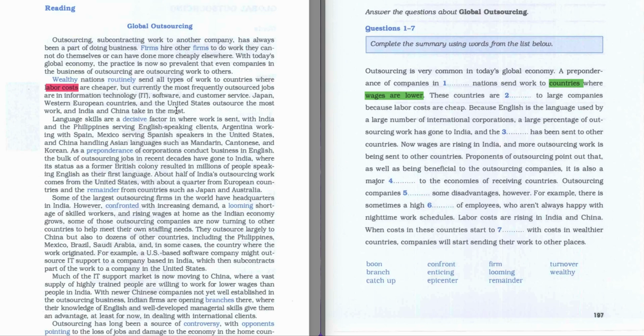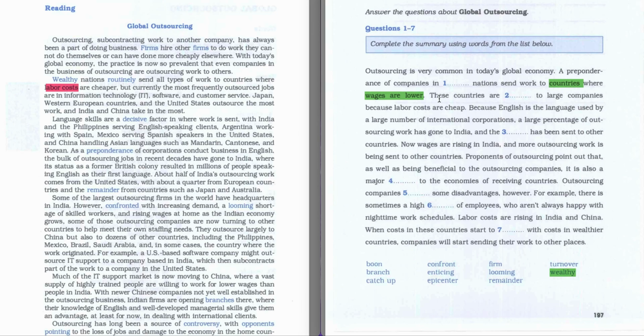So basically they are saying about wealthy nations that they are sending all types of work to countries where labor cost is cheaper. And here in the sentence it says a preponderance of companies in wealthy nations send work to countries where wages are lower. So the answer to the first question is going to be wealthy. Let's highlight our answer so we are not distracted by this word, and we will not use this word in the second and following questions.